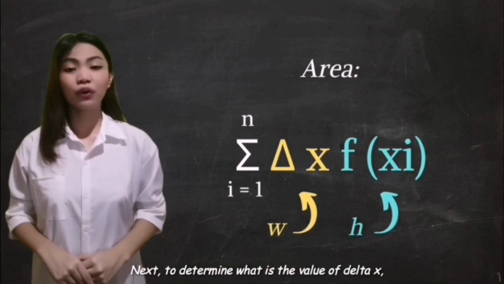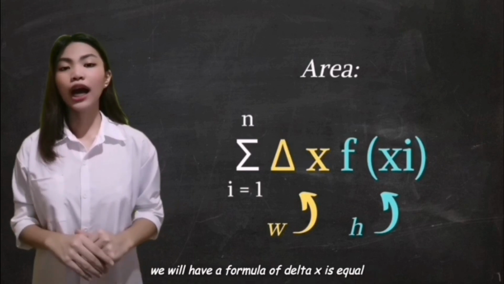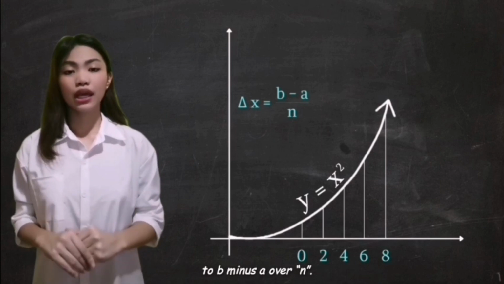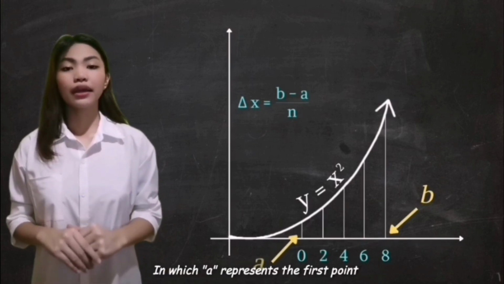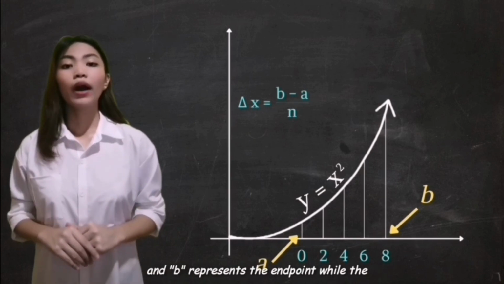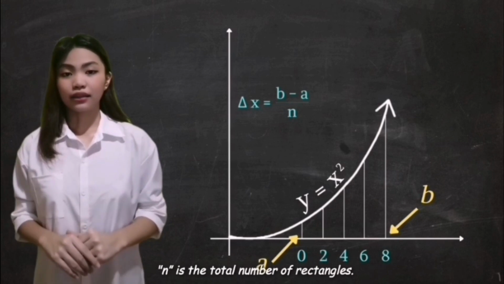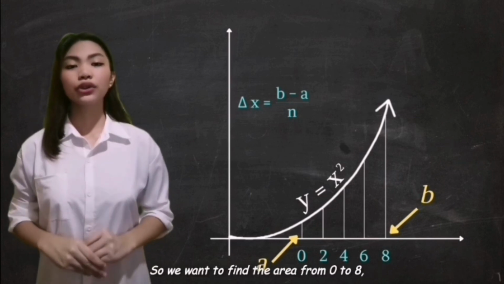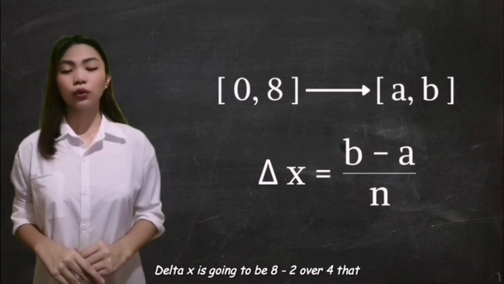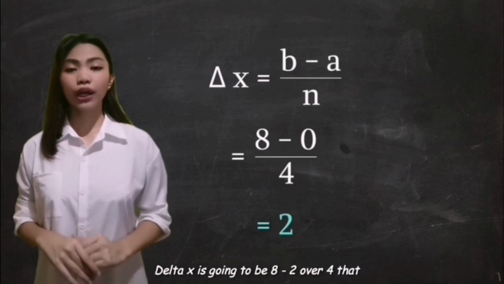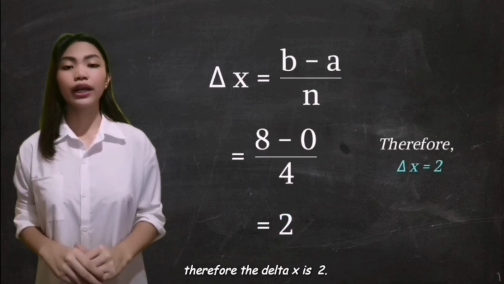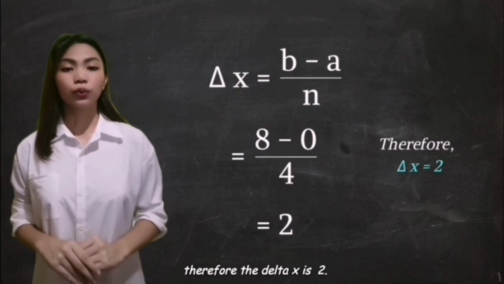Next, to determine the value of delta x, we have the formula delta x is equal to b minus a over n, in which a represents the first point, b represents the end point, and n represents the number of rectangles. So we want to calculate the area from 0 to 8, and that is from a to b. So delta x is going to be 8 minus 0 over 4. That will give us the answer of 2. Therefore, the delta x is 2.